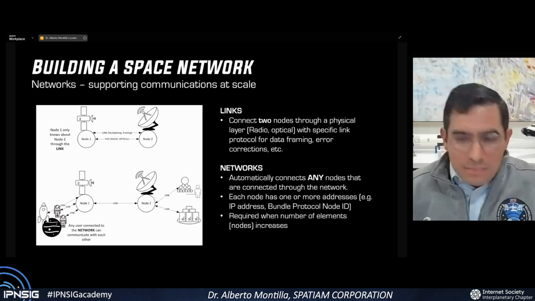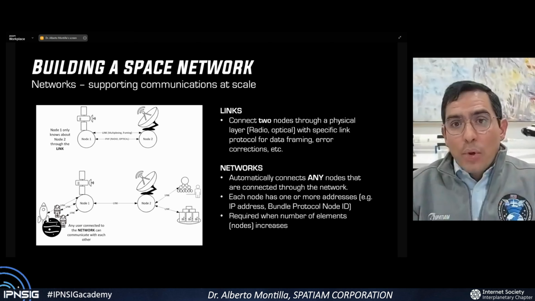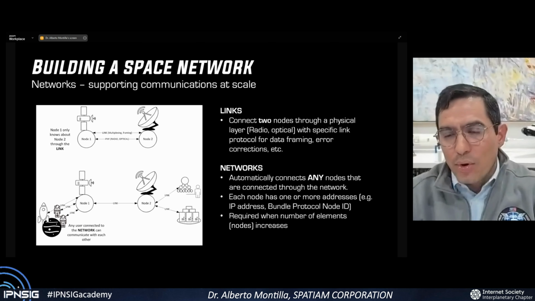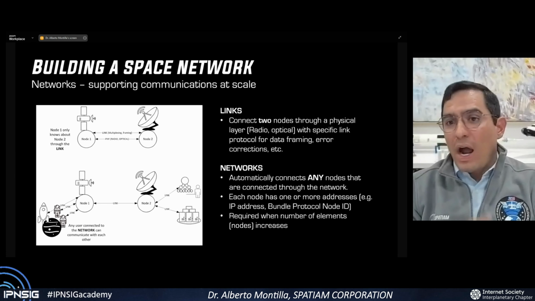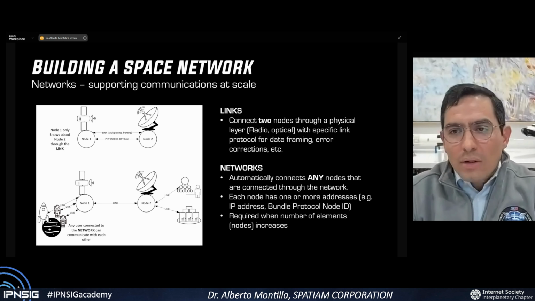Let me give you an example. On Earth, just to illustrate it, you go to your retailer of choice, buy a new computer, turn it on, and get connectivity to your Wi-Fi, let's say. Immediately you can type google.com and you get connected to Google.